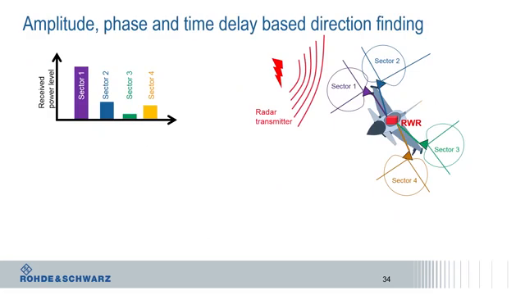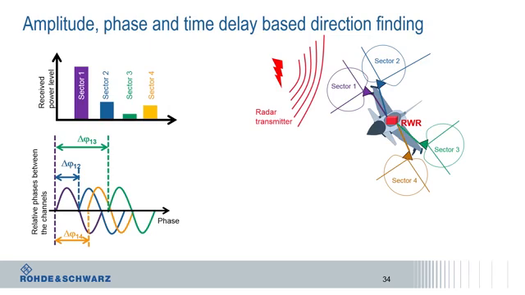In addition, if we do not only evaluate amplitude, we can also evaluate phase and time delay among the individual antennas. So let's use the same example as before. We have the 4 sector antennas which are looking into individual sectors. But now, if the radar warning receiver is working in phase coherence mode, it can also evaluate the phase difference between the individual antennas.